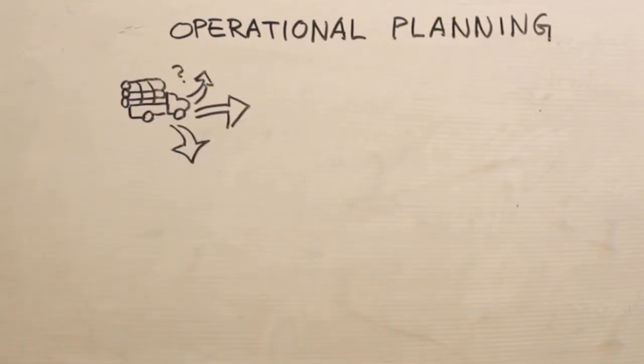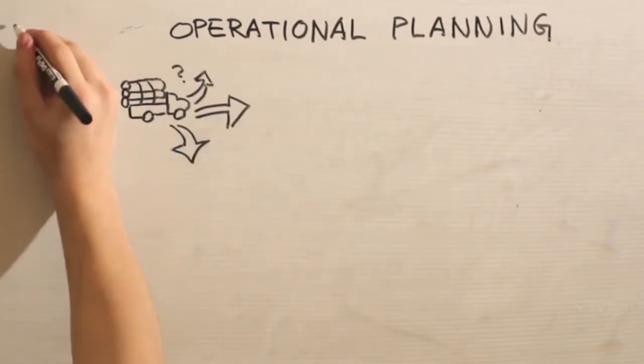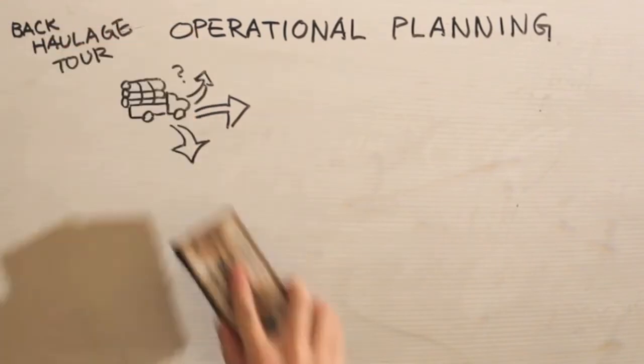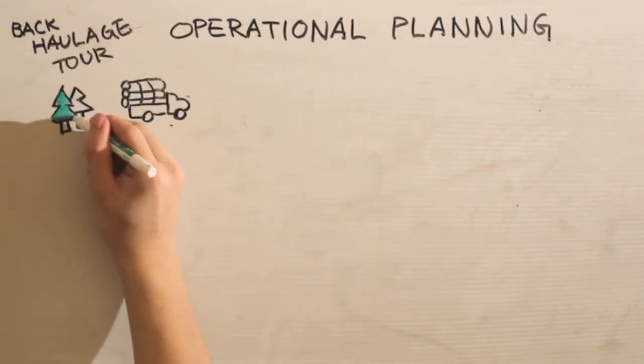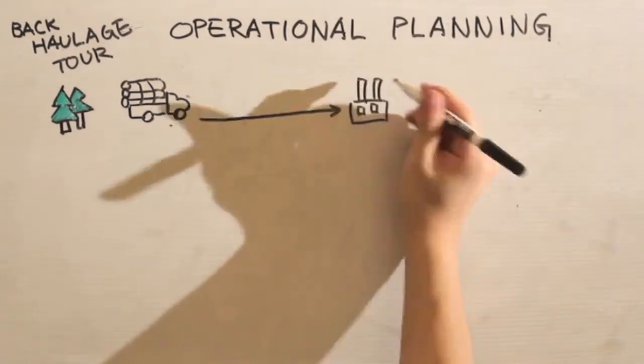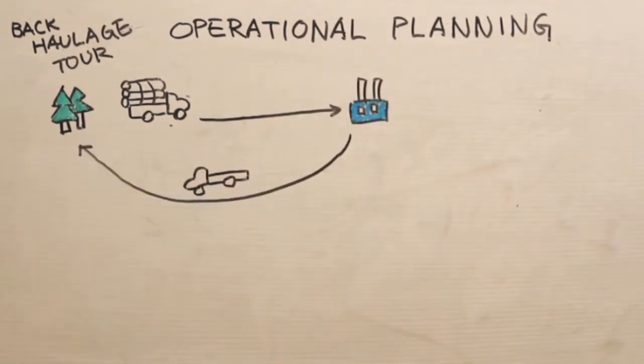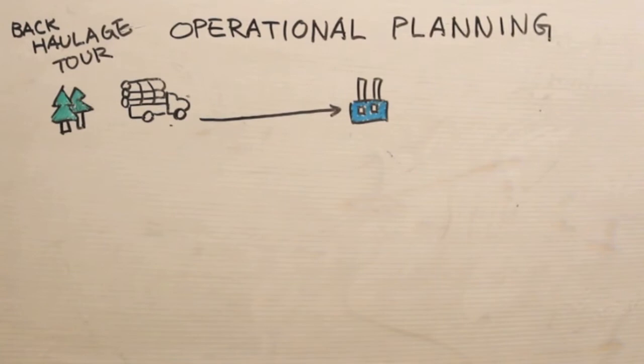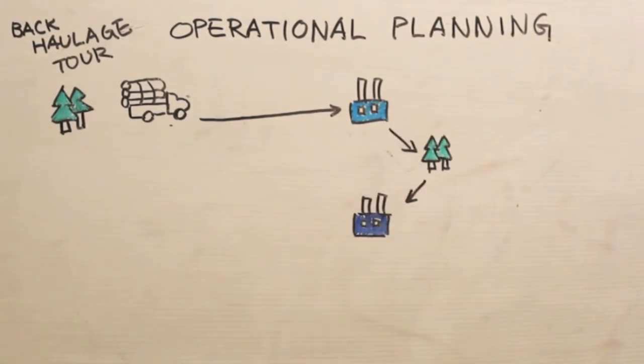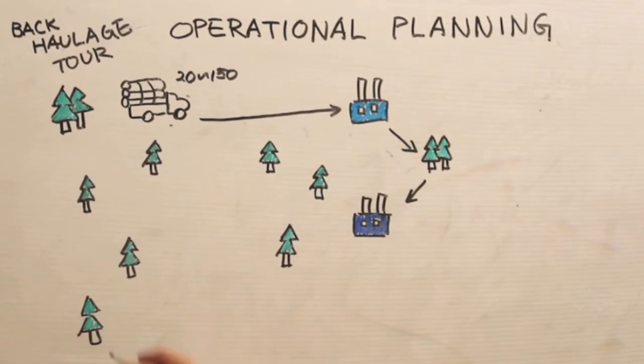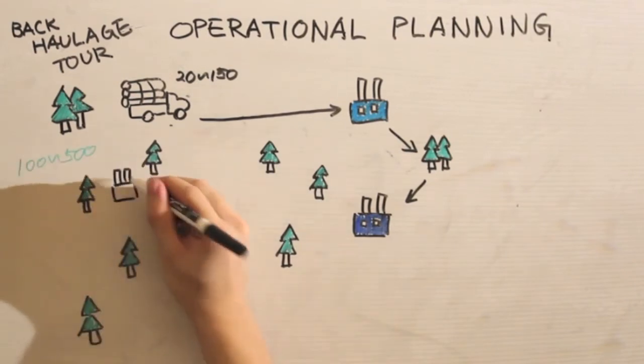The transportation cost can be reduced dramatically by using the backhaul tour, which means the truck picks up the supply in the forest and delivers to the sawmill. Instead of going back empty, the truck can go to another closer forest and deliver to another sawmill, and so on. A typical case has about 20 to 150 trucks, 100 to 500 supply points, and 20 to 100 demand points.